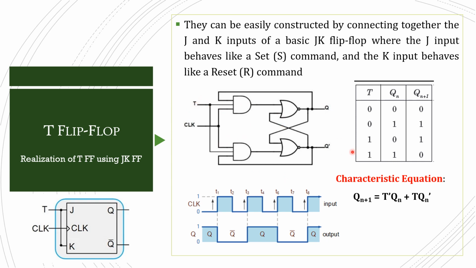Okay. So now let's look into the characteristic table. If the value of T is 0 and the previous state is 0, there is no change in the state. Previously, if it is in the one state also, there is no change in the state, fine. If T is equal to 1 and the previous state is 0, it toggles to the logic 1 state. If the previous state is 1, then it toggles to the logic 0 state. So the characteristic equation is Qn plus 1 is equal to T bar into Qn plus T into Q bar n.